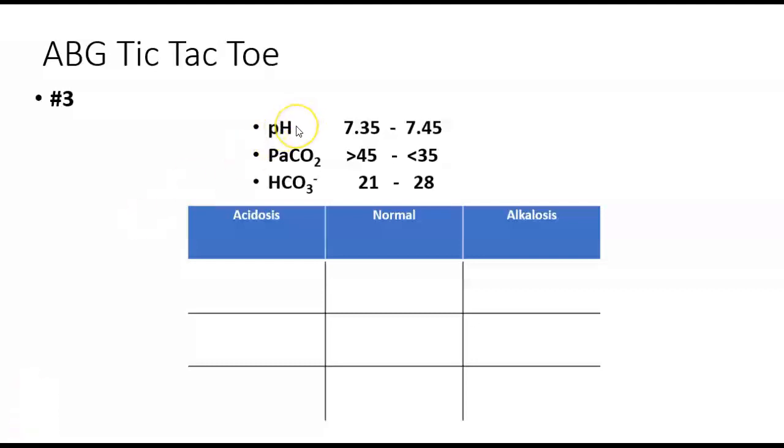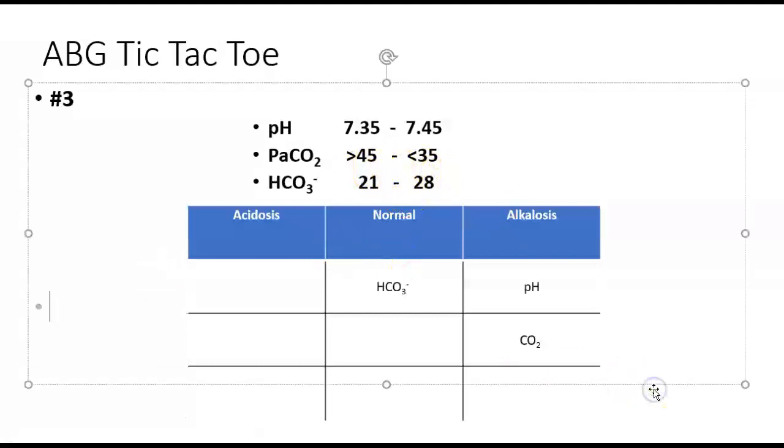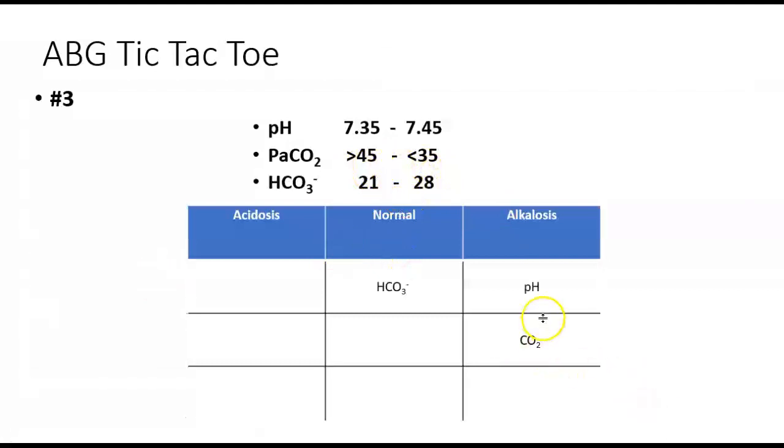So we have a pH of 7.6, which is greater than the 7.45, a carbon dioxide of 31, which is less than 35, over here in alkalosis also, and then a bicarb of 25, which is within the normal range. So I filled in my information here, and looking at it, my pH lines up with alkalosis. I'm dealing with an alkalosis. CO2 represents respiratory. It's a respiratory alkalosis.